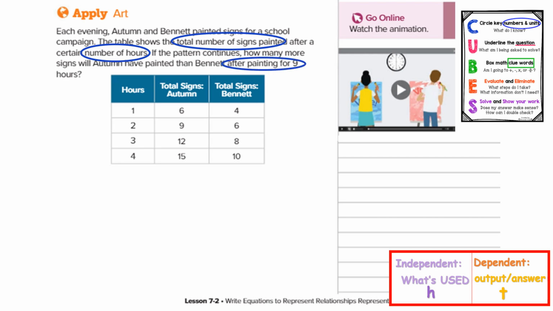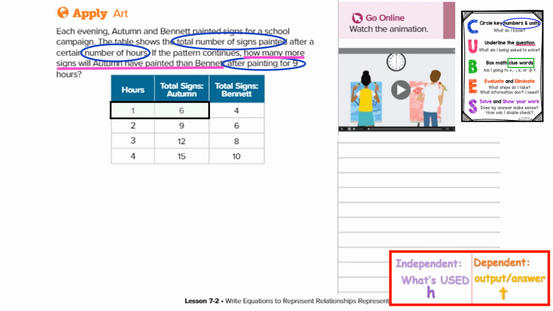I can also see that in the end, we're going to be working for a total of 9 hours in our painting. What I'm being asked to find is how many more signs will Autumn have painted than Bennett? So I have to find some information about Autumn, and then some information about Bennett, figure out how many they're going to paint in 9 hours, and then subtract the two to find out how many more Autumn paints.